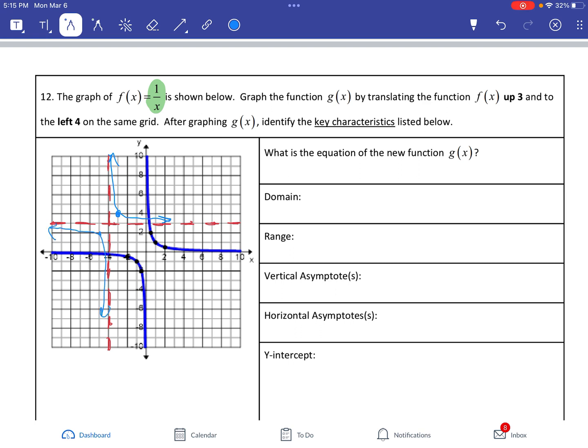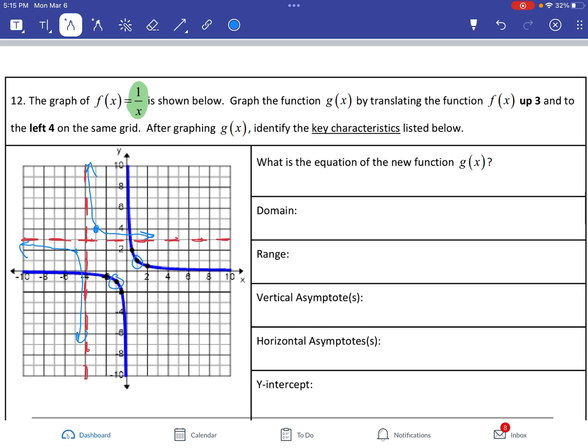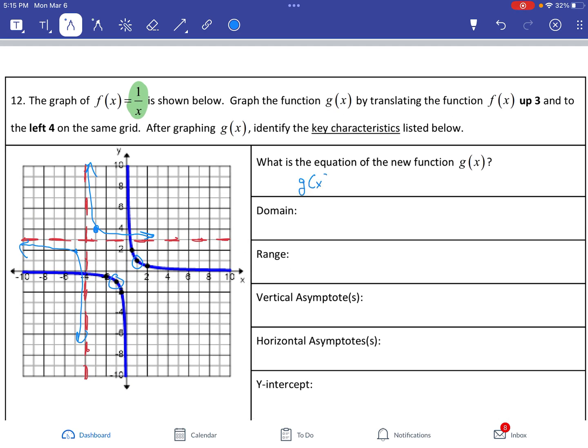So because we were given points here and here, I moved those points up 3 and to the left by 4 to plot them again, to make it a little bit more accurate. Okay. Now, what is our new function? So we have g of x is equal to 1 over x. Now, because we moved to the left by 4, it's going to be plus 4 next to the x. Because we moved up by 3, it's going to be plus 3 on the outside. And this is our new equation.